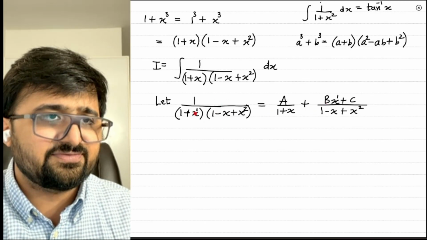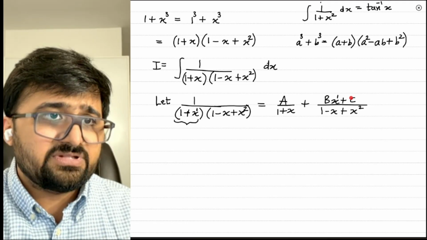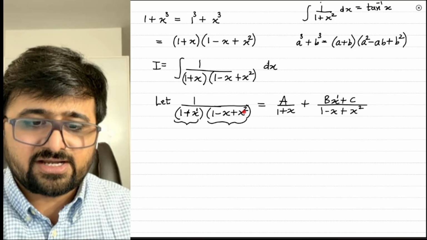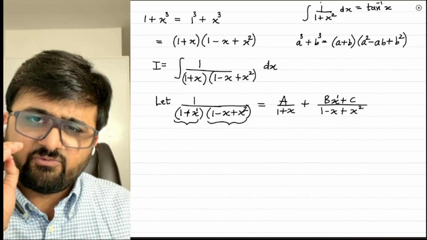So you can simplify it like this using partial fractions. Let this fraction be equal to a divided by the first term, and bx plus c divided by the second term. Because it is quadratic, you have to specify the linear term in the numerator. It's a very interesting question.